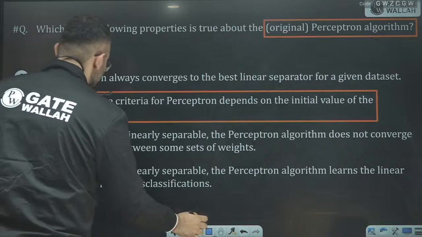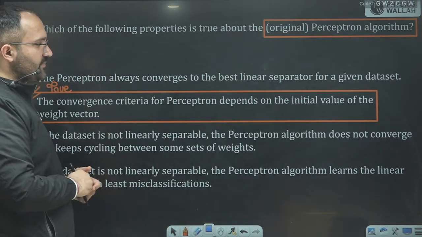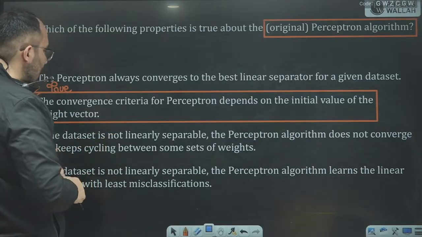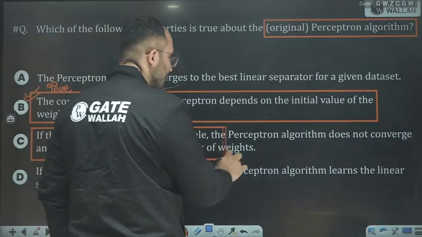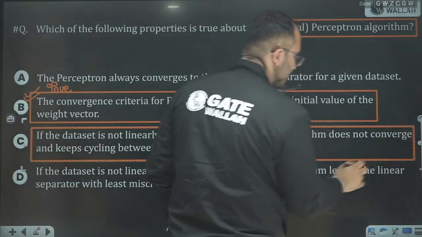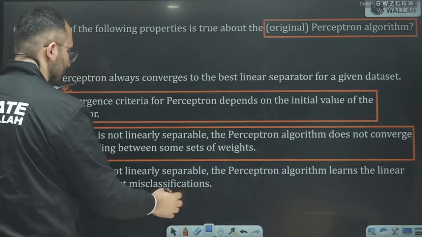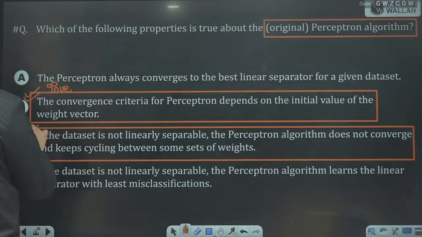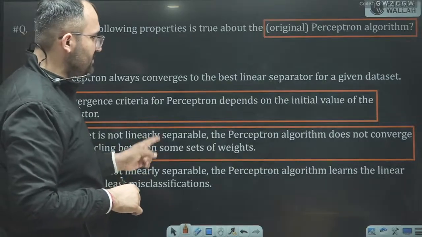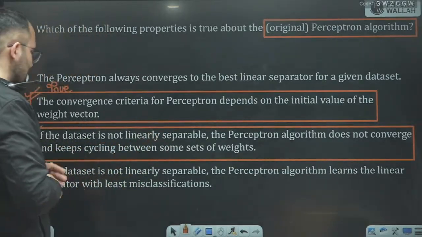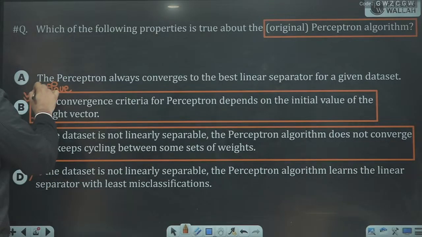Now the third one: if the data set is not linearly separable, the perceptron does not converge and keeps cycling between some set of weights. Absolutely right. This is also correct, because the single layer perceptron will work only when the data is linearly separable. Now, if the data set is not linearly separable, the perceptron algorithm learns the linear separator with least misclassification. No, this is wrong. So B and C are correct.